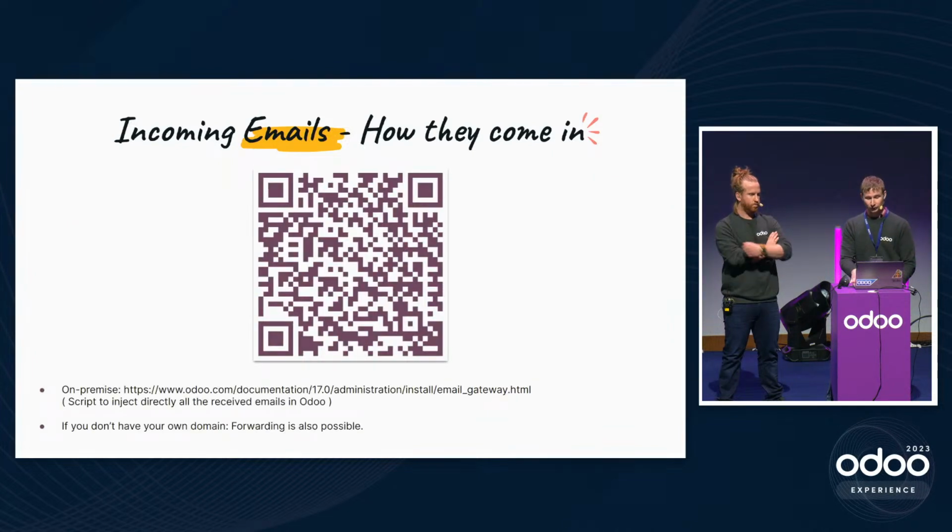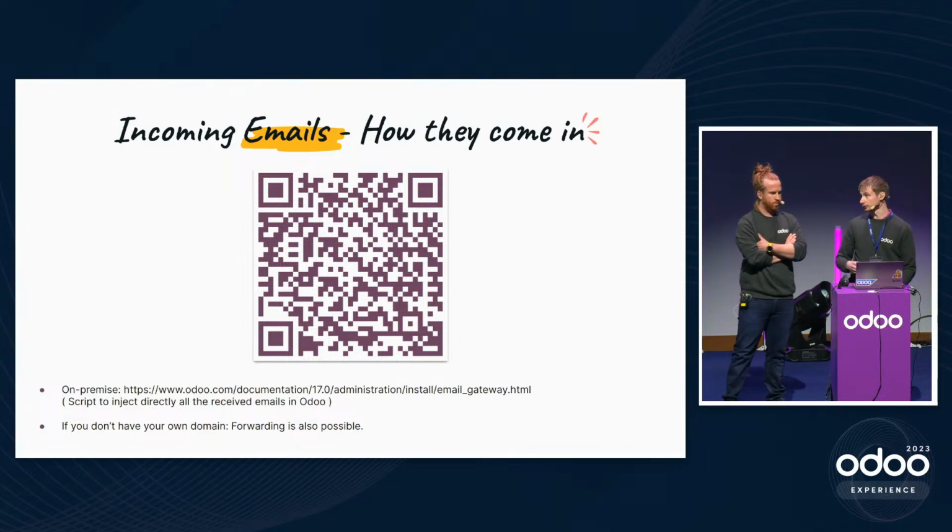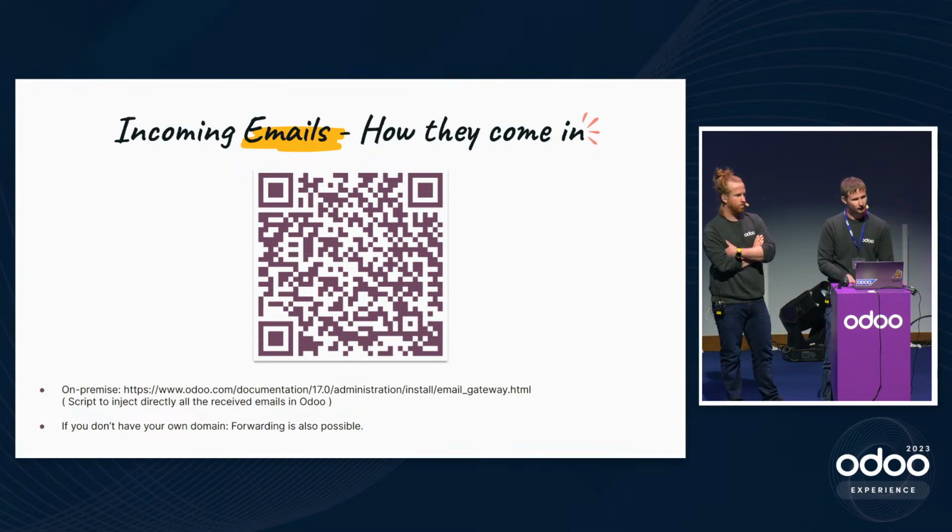An important note: if you are on premise, you will have to add this script, which is called the email gateway. You can scan the QR code that is on the screen. You will be able to access our documentation. I won't go into detail on that. If you want, you can come and ask questions to us after. But basically, you will need to inject the script, and it will define what we should do with the email we received, to which database we should send it, etc.